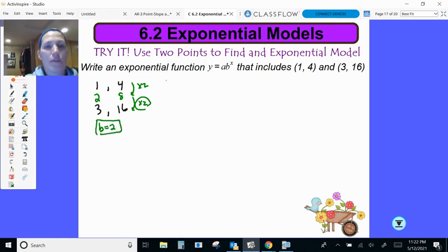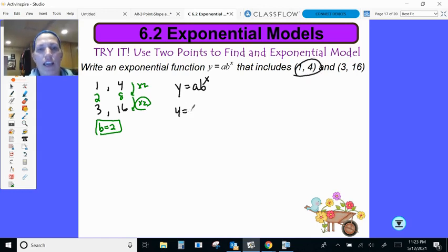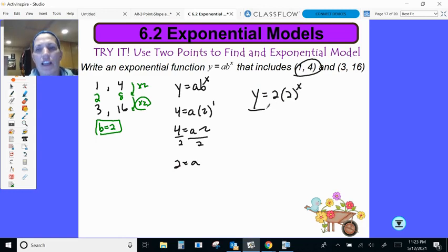Then I can take my y equals a times b to the x here. And I can take one of these coordinates. So I can just take 1, 4. So 4 equals a times b to the x power. That's 4 equals a times 2. And I'll just divide by 2. So 2 equals a. I can rewrite this again: y equals 2 times 2 to the x. And there you go. That's how you write an equation for a model.